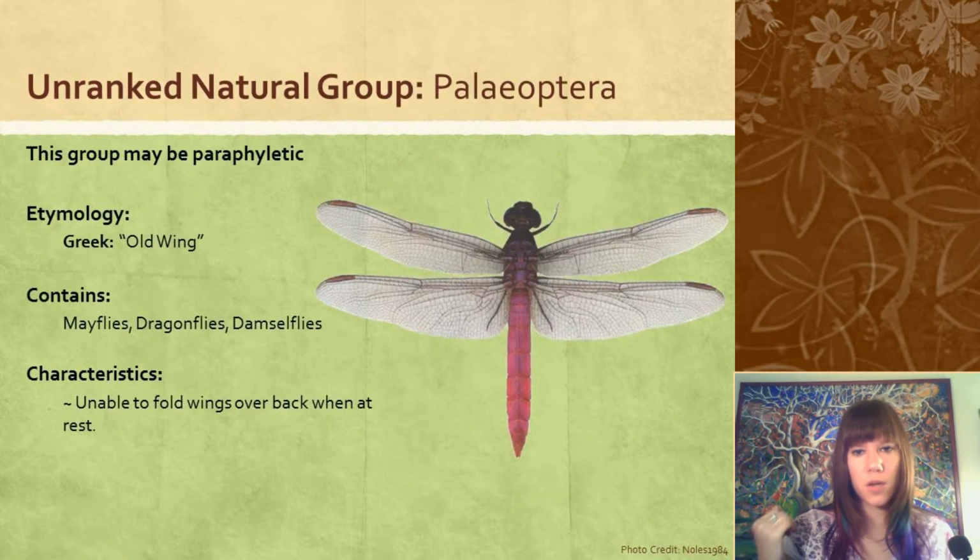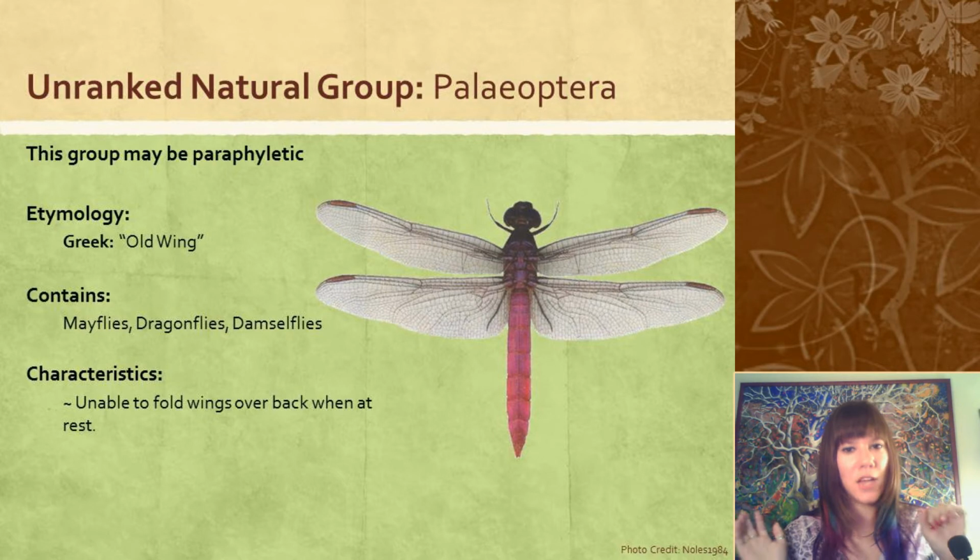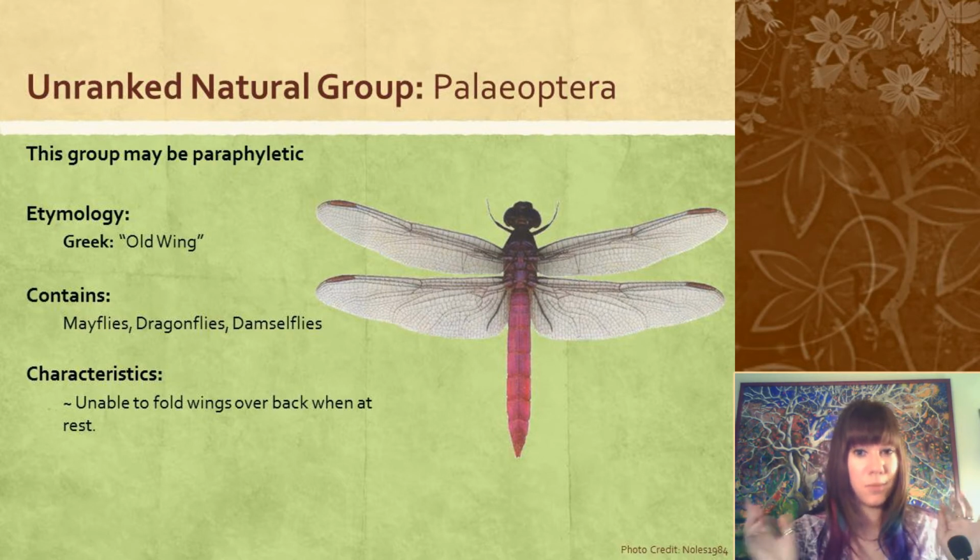So within Pterygota, there are these two natural groupings. There's this first one, which is Plecoptera, which just means old wing, and that's because the insects can't fold their wings over their back. It's kind of like a toxic waste dump area for taxonomy, because anything that can't fold its wings over its back just gets dumped in this group, whether it belongs there or not.